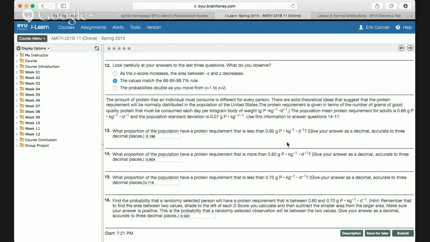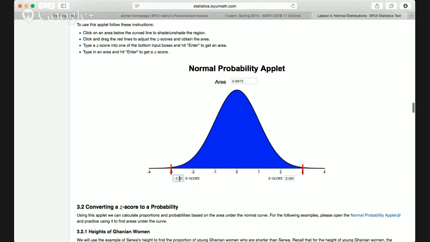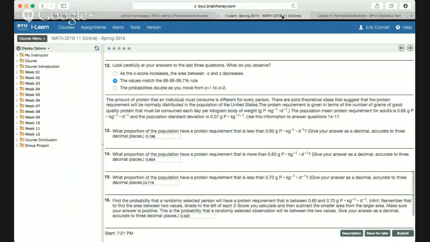So you just plug everything into your calculator. You get -0.857 for the z-score, and then you just plug that into the applet. So I ended up getting 0.196. Okay. Cool.